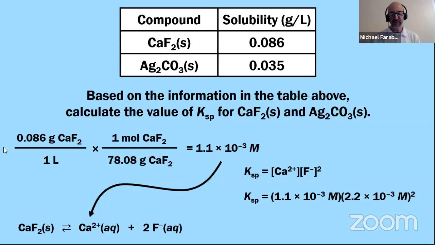If I plug those values into the Ksp expression, I will get the value of Ksp. We're expecting a pretty small number here, and sure enough, Ksp for calcium fluoride works out to be 5.3 times 10 to the negative 9.